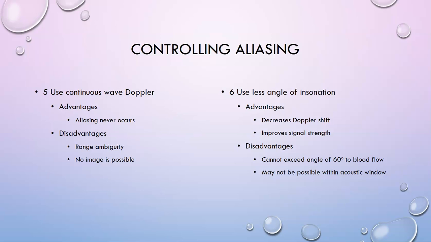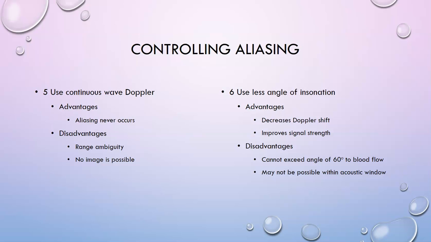And then lastly, use less of an angle of inclination. The advantage is that this decreases the Doppler shift. It also improves signal strength, but the disadvantage is we can never go above 60 degrees to the blood flow. And so this may not be possible from within our acoustic window.